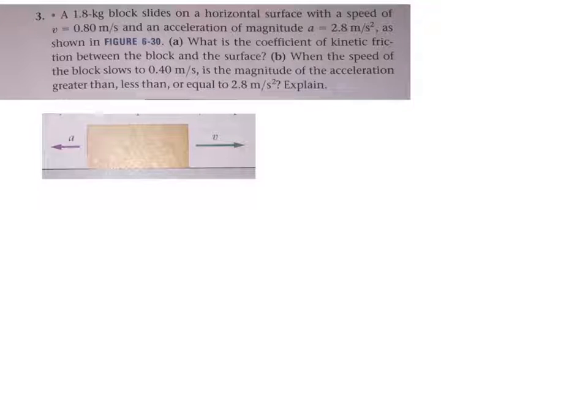Chapter 6, Number 3. A 1.8 kilogram block slides on a horizontal surface with a speed of v equals 0.8 meters per second and an acceleration of a equals 2.8 meters per second squared, as shown in the figure. A, what is the coefficient of kinetic friction between the block and the surface?